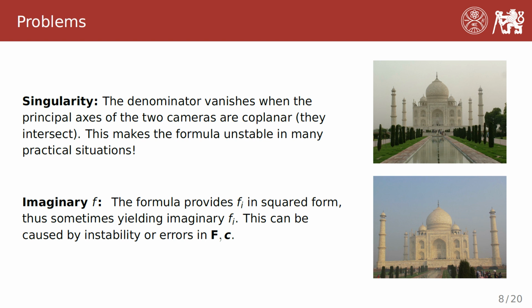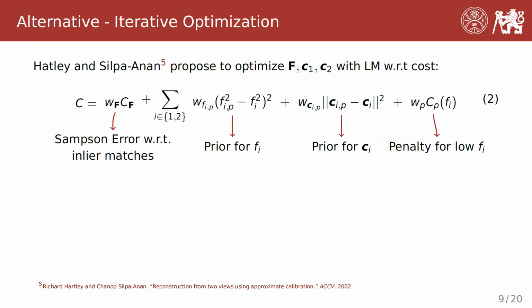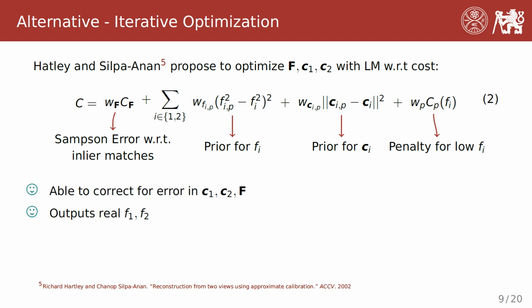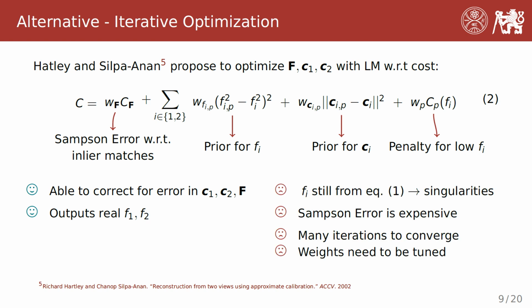Moreover, the focal lengths are estimated in their squared form, and thus often lead to physically impossible imaginary focal lengths due to instability or noise. An alternative approach is to use iterative optimization to optimize for a multi-term loss, which assumes user-defined priors on the focal lengths and principal point positions. This approach can compensate for the errors in the assumed principal point position and errors in the fundamental matrix, but it suffers from the same singularities as the Bougnoux formula that is used within the iterations. Moreover, the method requires expensive computations and requires many iterations to converge, making the method slow in practice.